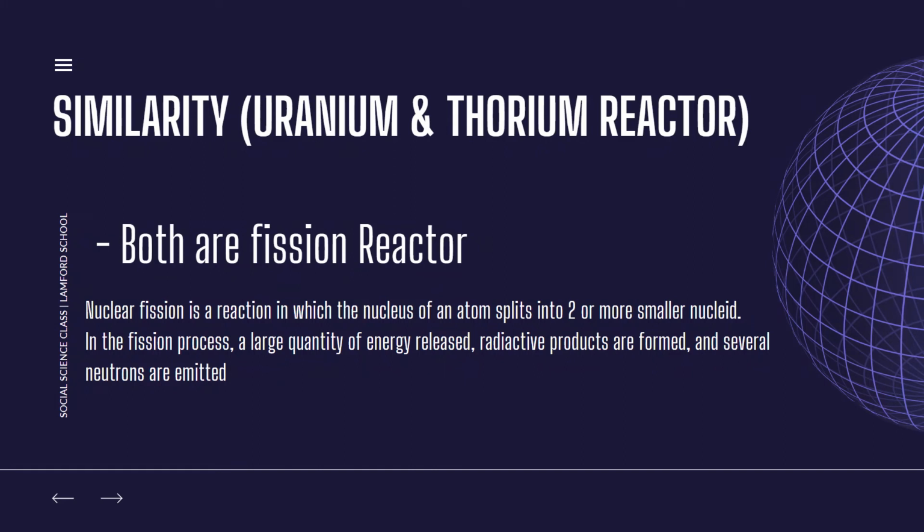Similarities between uranium and thorium reactors. Both reactors are fission reactors. That means both reactors undergo the nuclear fission reaction. Nuclear fission is a reaction in which the nucleus of an atom splits into two or more smaller nuclei. In the fission process, a large quantity of energy is released, radioactive products are formed, and several neutrons are emitted.